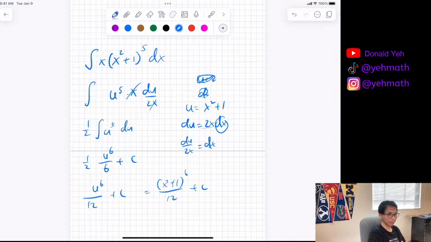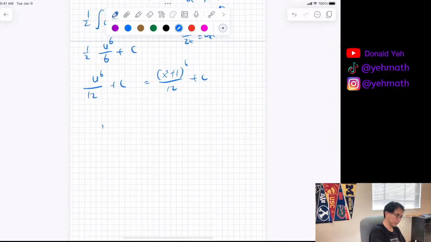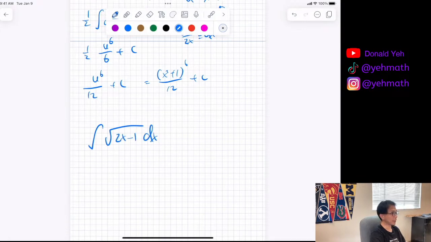Is that okay? How do I take an integral of this? U equals 2x minus 1. And you're probably going to say, well, there was nothing outside, but if you think about it, inside is first degree, so outside should be 0 degree, which is constant, which is fine.